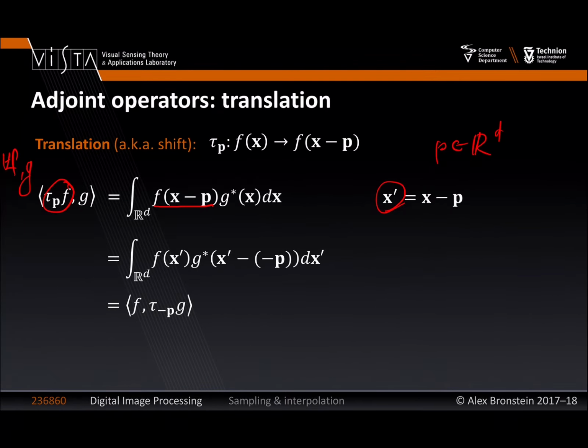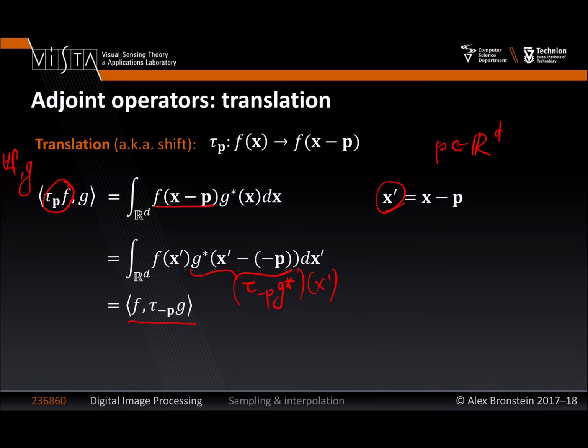Sorry, and this is nothing but what is written here. It's x prime minus p, right? So I'm writing it in this form because what is written here is tau minus p g star evaluated at point x prime. So I can write that this equals the inner product between f and tau minus p g. This is true for every f and g, right?